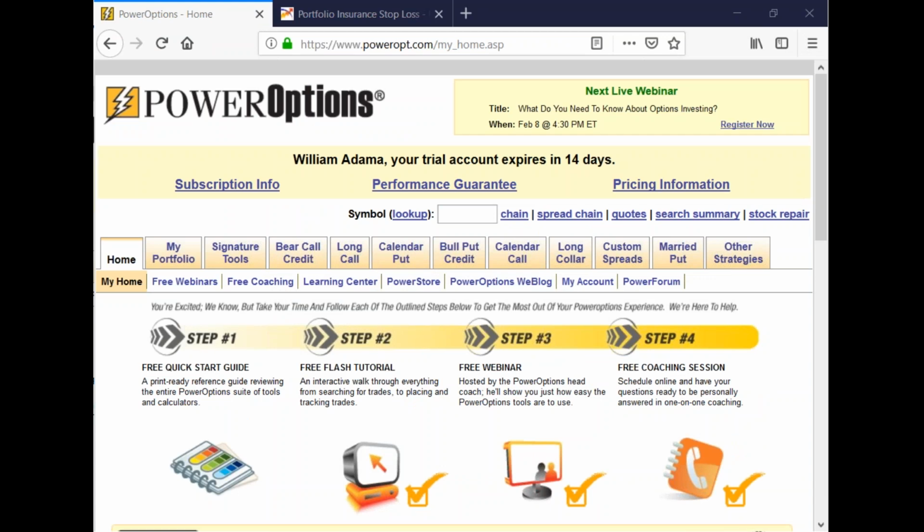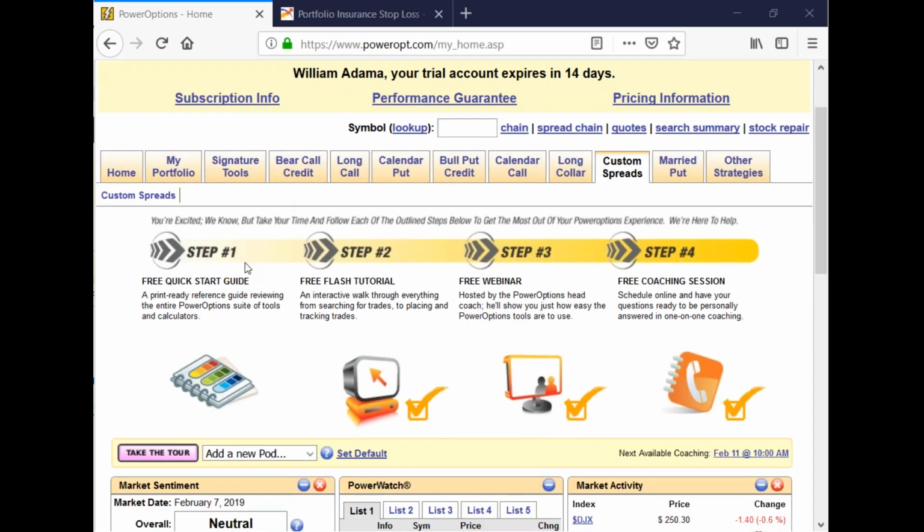There we go. All right, so what we're looking at here is the default PowerOptions 14-day free trial screen. Those of you just getting started, I encourage you to take advantage of the 4 steps that are listed here. You see you can, of course, download the free quick start guide, just access the PDF. There are some flash tutorials to help you get familiar with the site. There's a variety of free webinars, archive webinars, and live webinars that you can access during the week at any time. And of course, you can sign up for a free coaching session to have a 35 or 45-minute conversation with myself or Ernie.